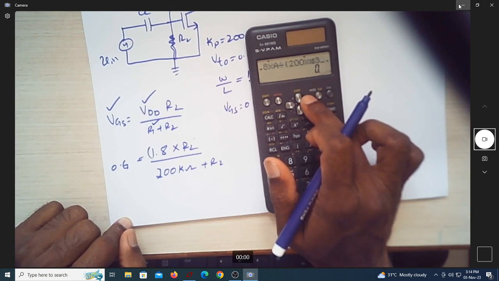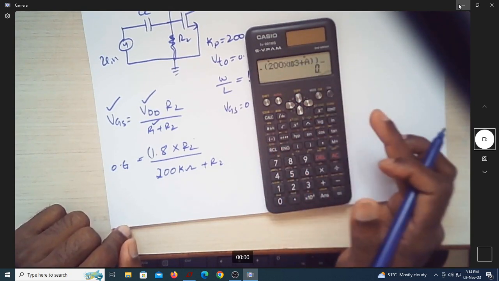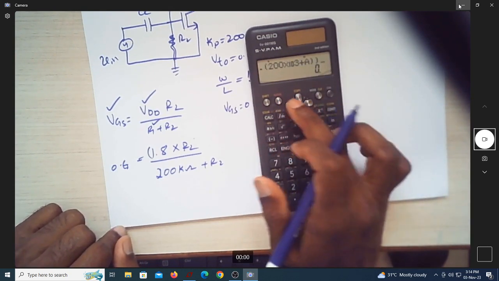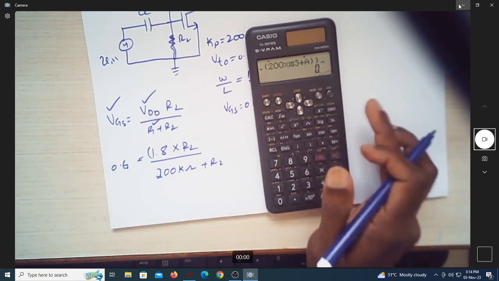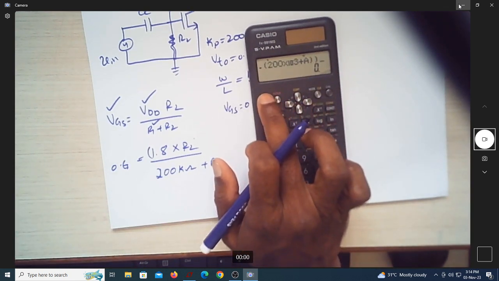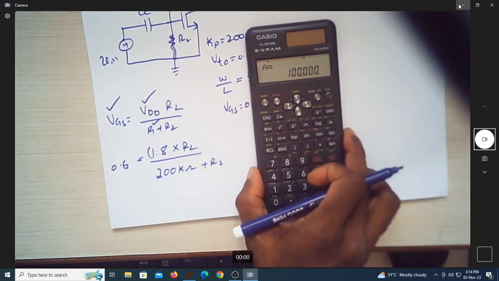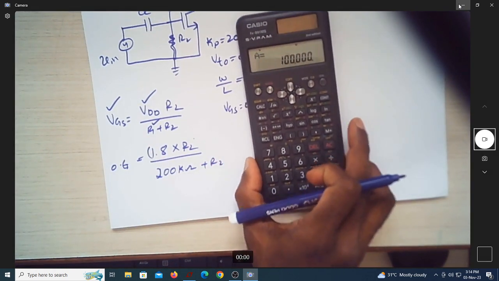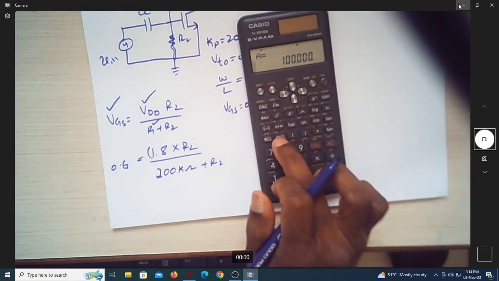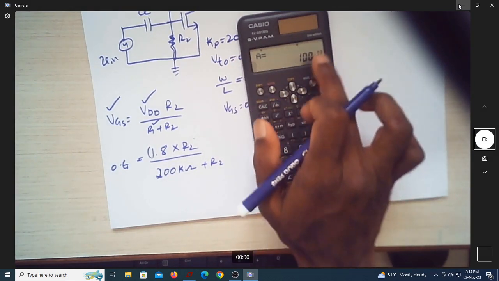Maybe I may have to just give only one parenthesis, or I think I need to give two. Fine. So now what to do? I have to do shift cal. You can see you are having it as 100k. So in order to exactly know what this is, you can press this engineering. You can see it is 100k.